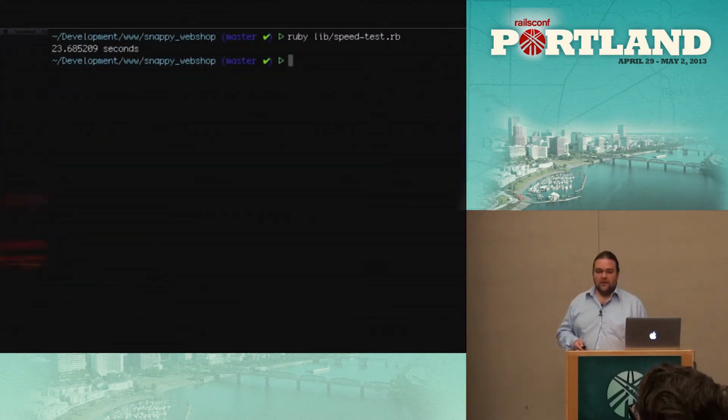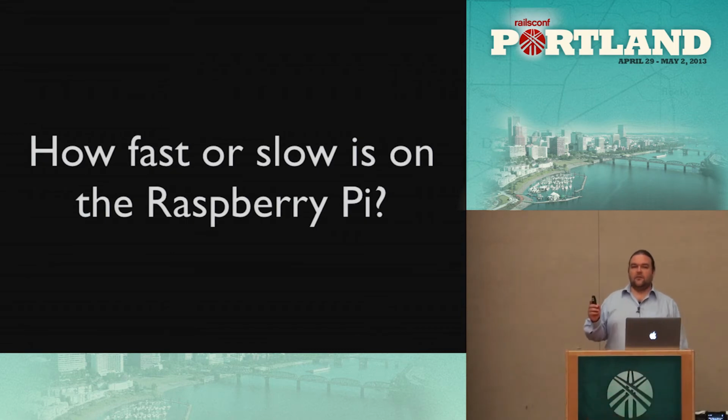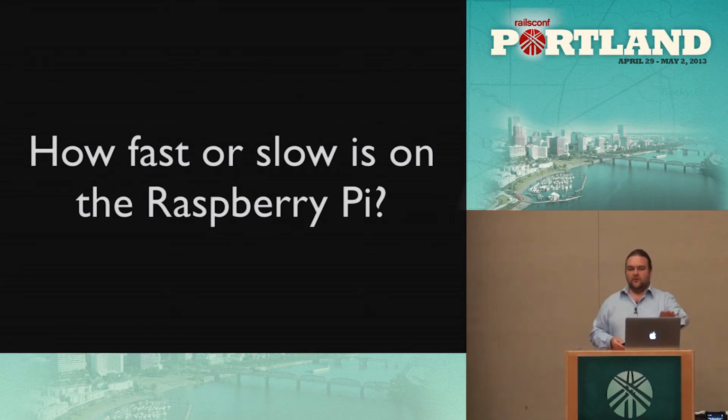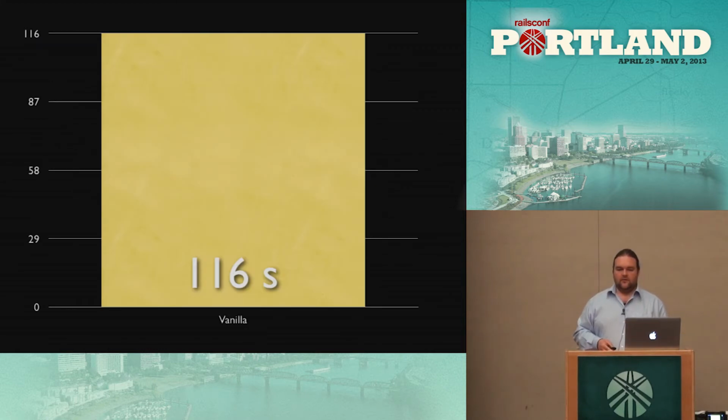So that's it. How fast can we get this workflow running on a Raspberry Pi? So the Pi would be here, and it's connected via network to the laptop. So I'm running the script on the laptop, but the server's on the Pi. That takes 116 seconds. That is our start.